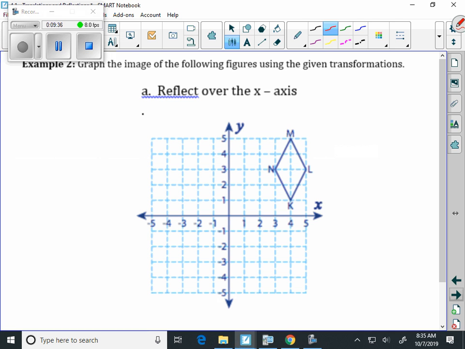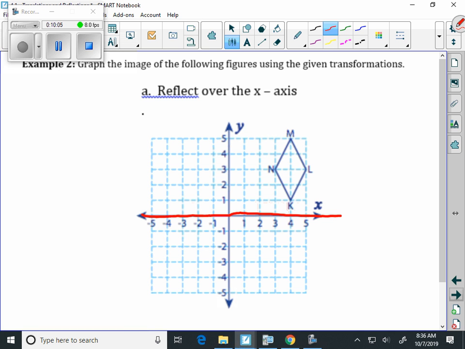It says, graph the image of the following figures using the given transformations. Well, we're going to first of all reflect over the x-axis. So we've got a nice label here, and I'm going to put a solid red line, the best I can, which is weak at best, there on that axis. And again, that's where you might want to use a highlighter or a colored pencil. We're going to reflect this over the x-axis.